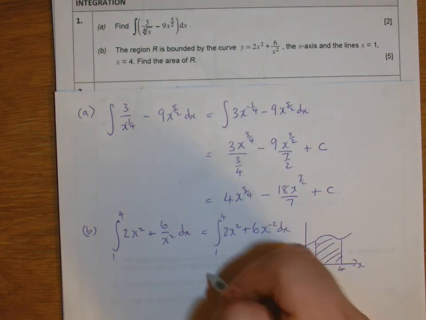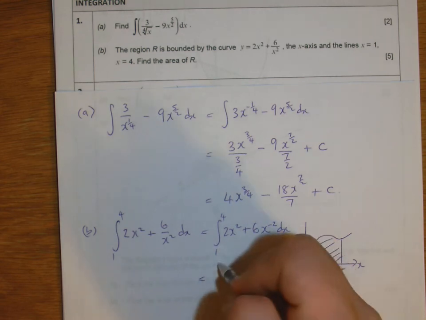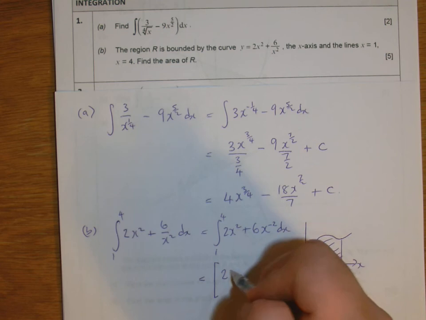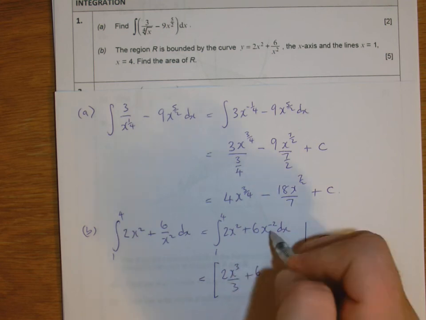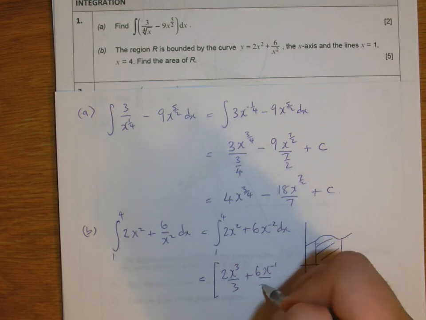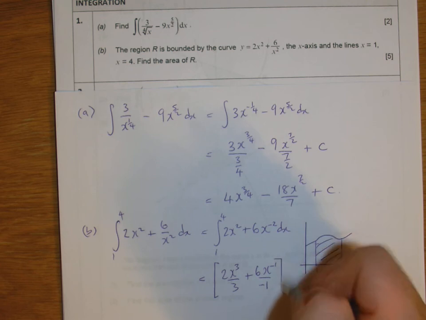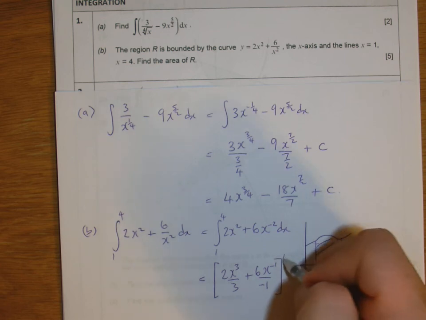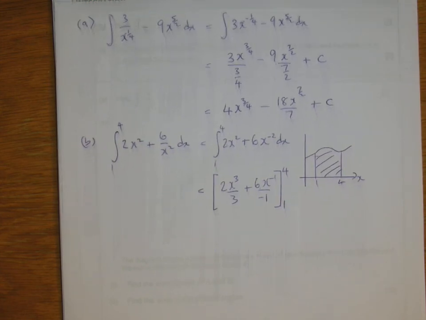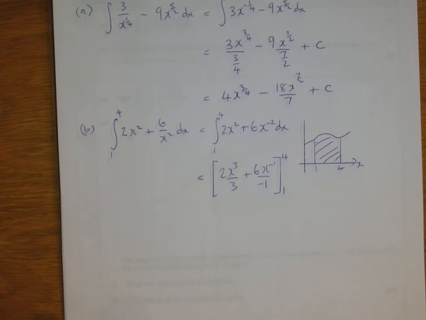When we integrate, because there are limits, don't forget you need to put square brackets. 2x, now the power increases by 1, so that'll be 2x cubed over 3. This increases by 1, add 1, you get x to the minus 1, but then you've got to divide by that new power, minus 1. Close the square brackets and then put the limits in. No need for a constant because we've got limits. And you've got this, so we're about to work out the area.